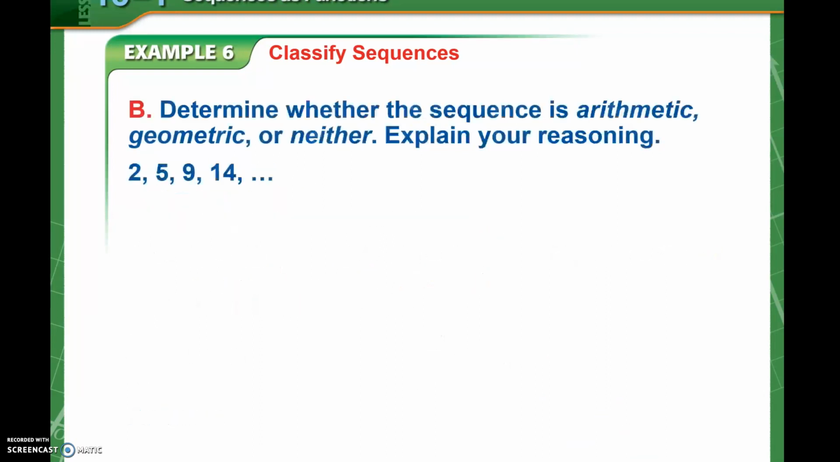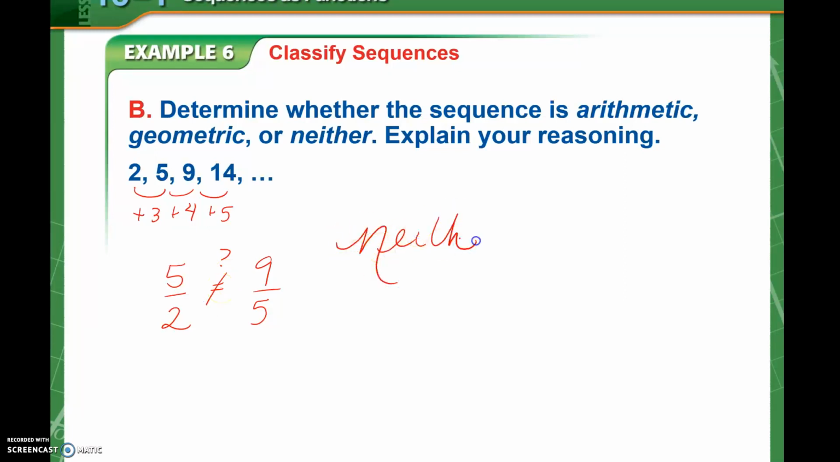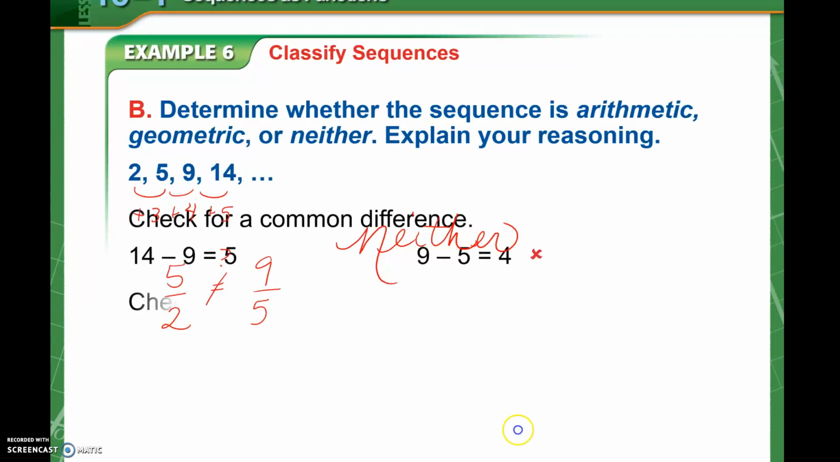So here, if I look at this, it goes plus 3, plus 4, plus 5. So it's not arithmetic. If I try my ratio, 5 divided by 2, does that equal 9 over 5? No. So that's not equal. So it is neither. Does it have a common difference or a common ratio?